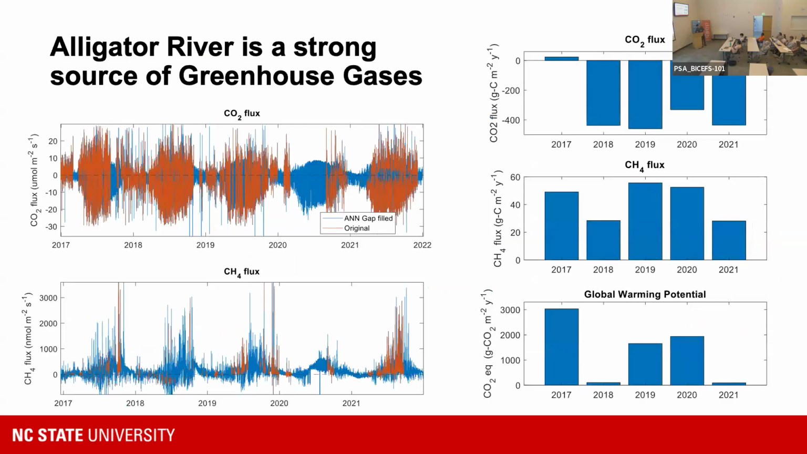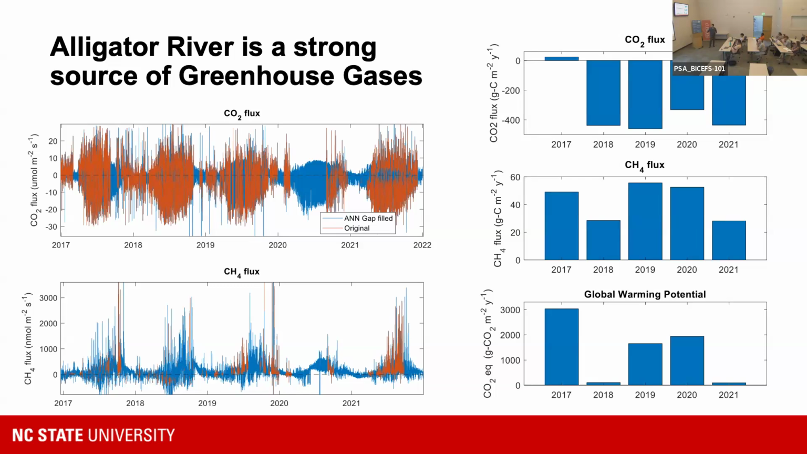But another interesting thing about the Alligator River is that if you look at the plot on the left, once you gap fill all those gaps in the time series, and we gap fill this with artificial neural networks that incorporate the different environmental drivers of methane flux, we can create this gap filled time series of both CO2 and methane.